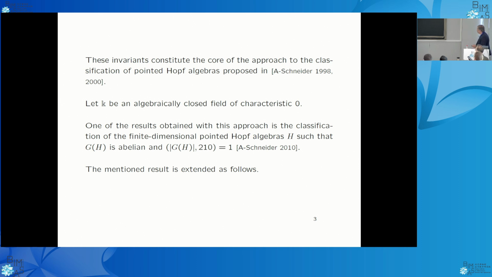These invariants constitute the core of the approach to the classification of pointed Hopf algebras that we proposed in 1998 and 2000 in two papers. I will assume from now on that the field is algebraically closed and of characteristic 0. One result under this assumption that we obtained is the classification of the finite-dimensional pointed Hopf algebras such that G of H is abelian, and the order of the abelian group G of H is coprime to 210. So 210 is, of course, 2 times 3 times 5 times 7.